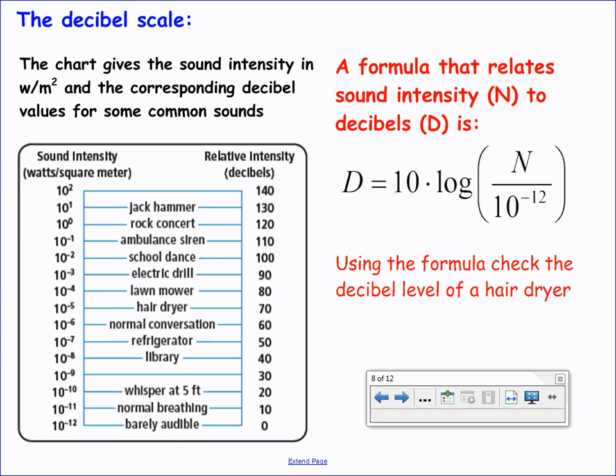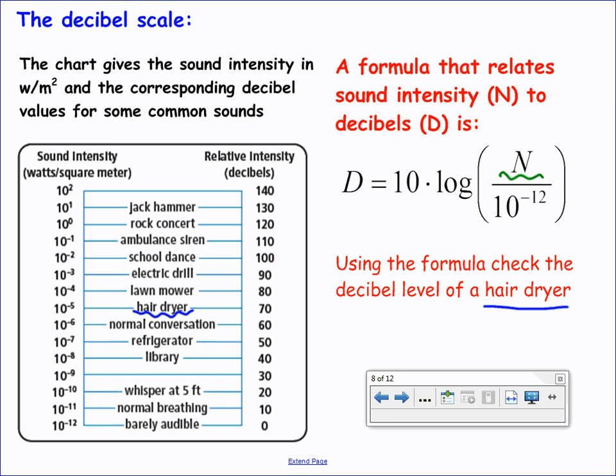All right, let's use this formula to verify the decibel level of a hairdryer. Everybody go ahead and find hairdryer in your chart. It's right here. We're going to take the hairdryer's sound intensity N, plug it into our formula, and verify that it produces the correct decibel rating, which should be what? Does that look like 70 decibels for a hairdryer? 70 decibels? Okay.